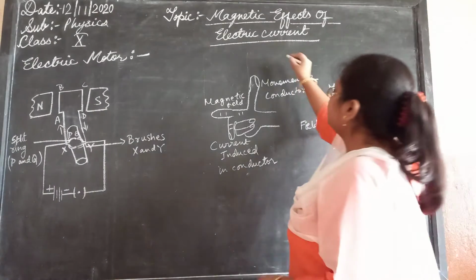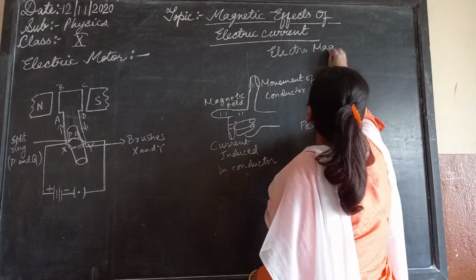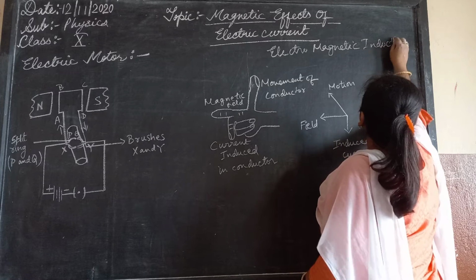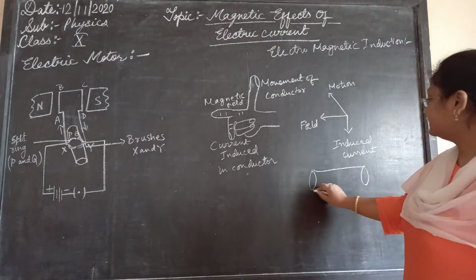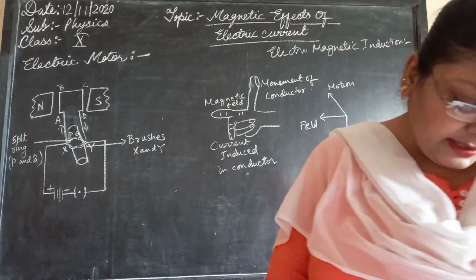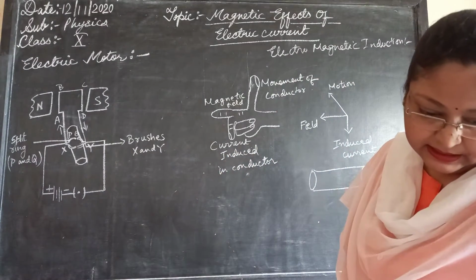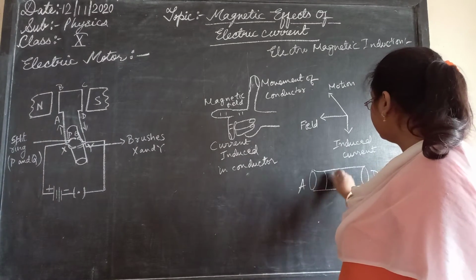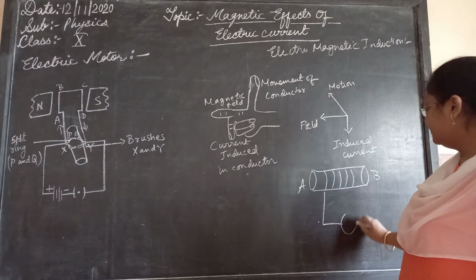In electromagnetic induction, what happens? We take a coil of wire AB having a large number of turns. So A and B is the coil we are taking, and there are a large number of turns in it, and it is connected to a galvanometer.